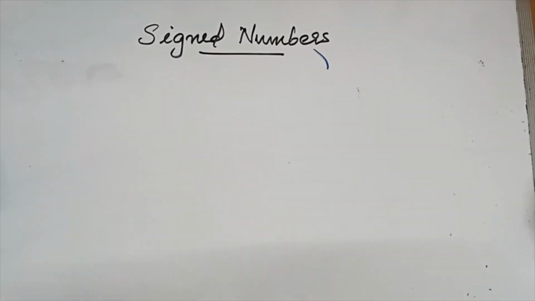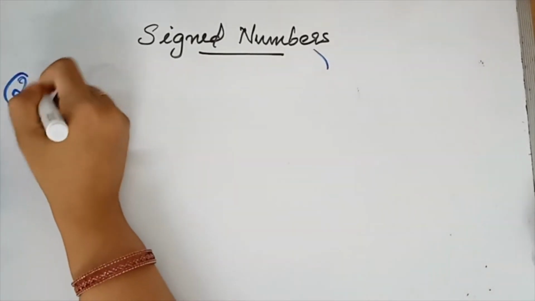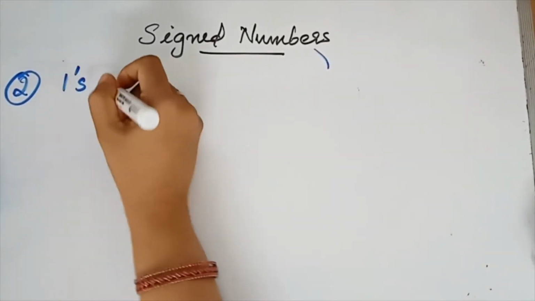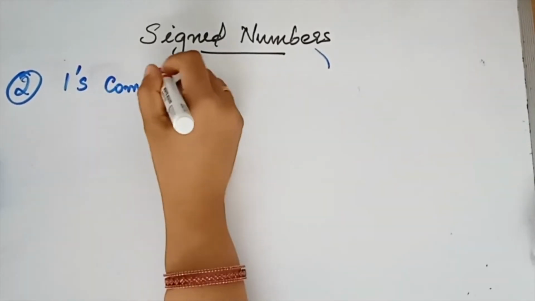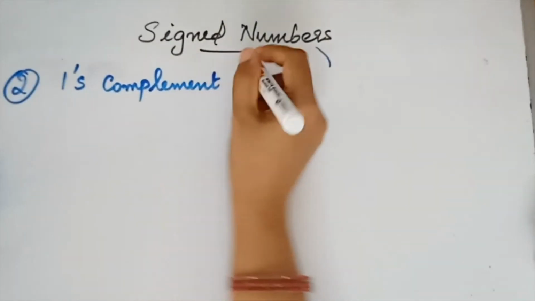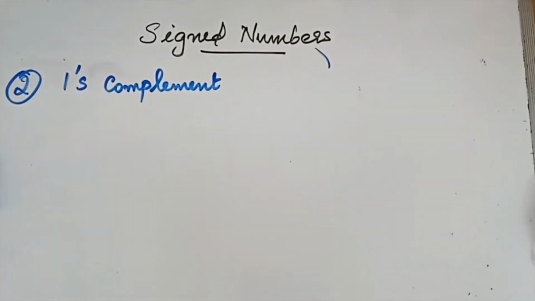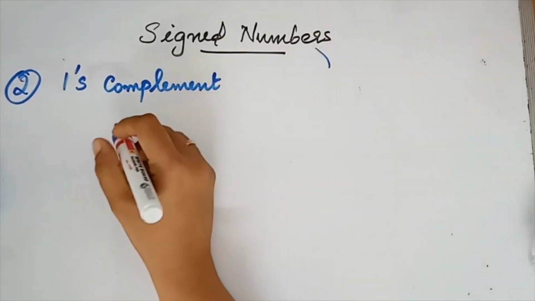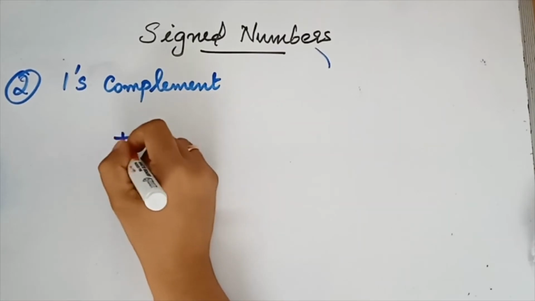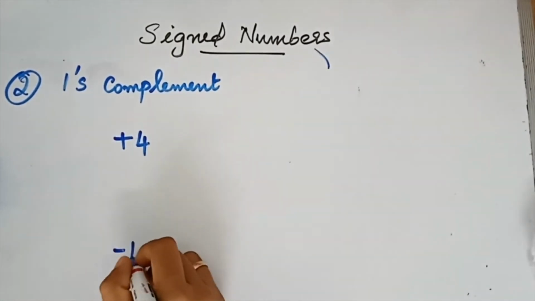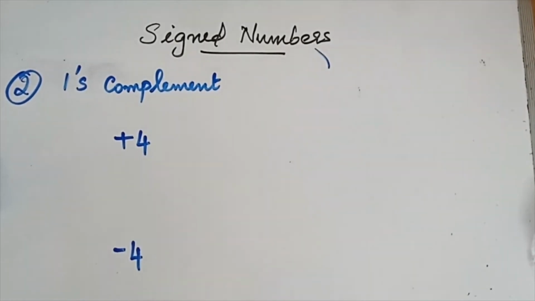Now another method, the second method, is ones complement. Ones complement form. Now what is ones complement form? Ones complement form is to complement each bit. I'll explain with an example. Say you have plus 4 and minus 4. We'll write the ones complement of both the positive and the negative number.